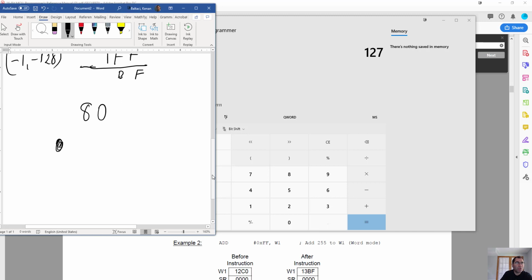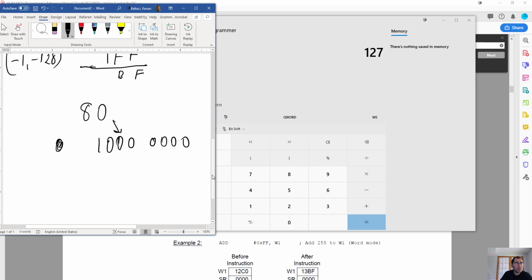Okay, let's figure out what 80 is equivalent to. Anything above 7F is going to be a negative value. Now we are trying to figure out what negative value it represents, right? So 80 in binary is going to be equal to 1 0 0 0 0 0 0 0, right?